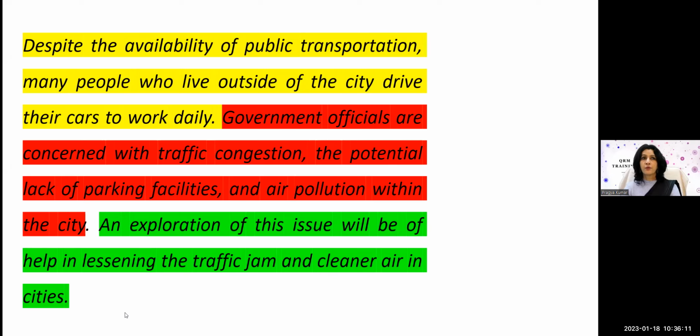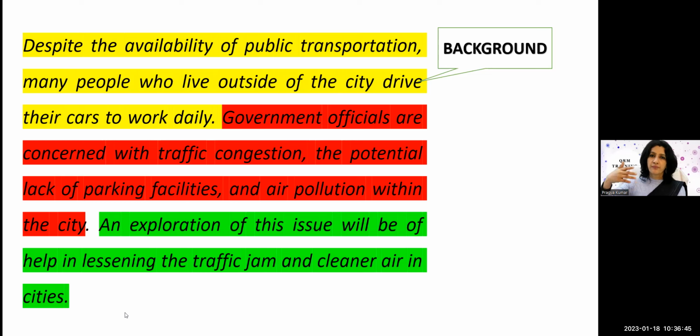Thank you, Sujit. So you can see we have made the whole paragraph, and we have colored it into 3 different parts. Now, why have we done so? Because if you see the first part, despite the availability of public transportation, many people who live outside of the city drive their cars to work daily. So this is what? This is the background of this study. You have observed that people are not using public transport, rather they are using their own car. Then this use of their own car is leading to what problems? Traffic congestion, potential lack of parking facilities, and again air pollution.